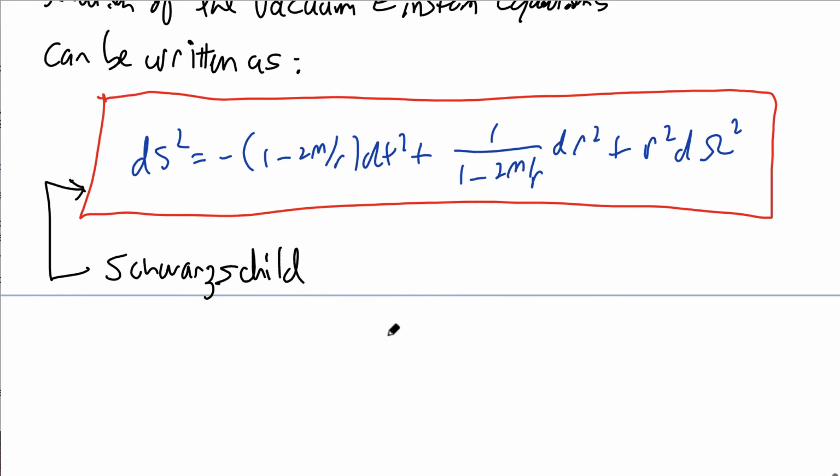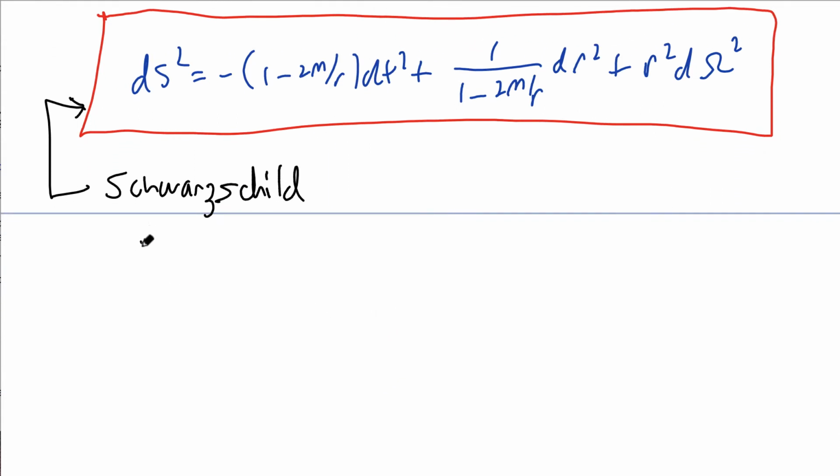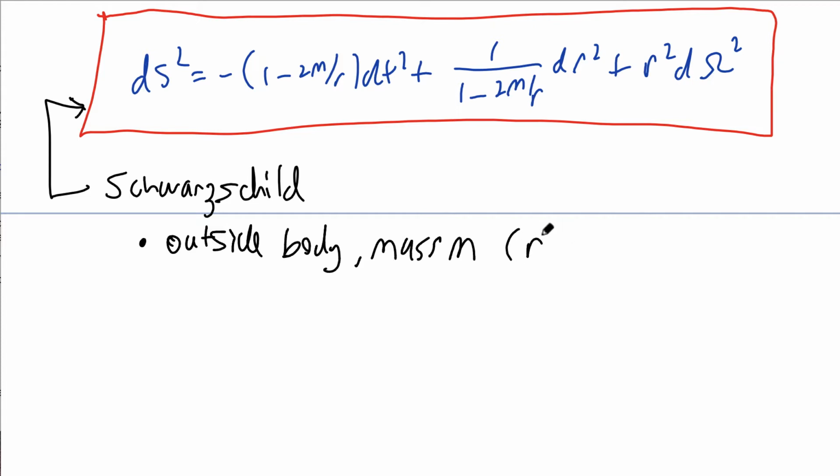As we've seen, the Schwarzschild metric describes the geometry outside a spherical body of mass m. So in other words, this applies only for values of the areal radius that are greater than some capital R, where capital R would be the areal radius of the surface of the body, or the surface of the star. And as we've discussed, this applies both to the case in which the body itself is static as well as when it's collapsing.